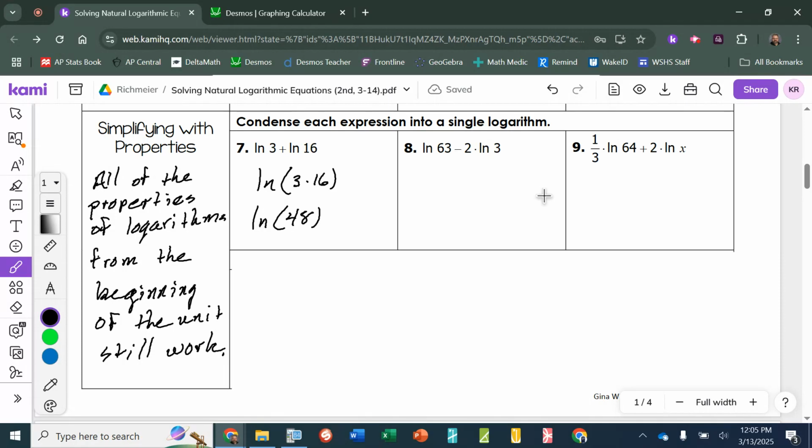In number 8, I still have 2 logarithms, same base, that both have a base of e, except in this one it's showing subtraction, and there's a 2 out here in front of this natural logarithm. Well, in our previous lessons, anytime I had a number out front, that was going to be part of my condensing. So what I'm going to have is the natural log of, and then because it's subtraction, it means I'm using my quotient rule, so I have 63 divided by 3 squared.